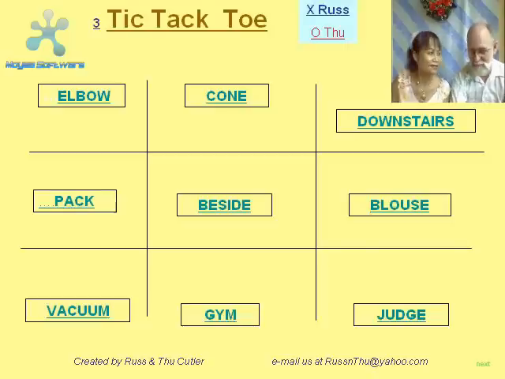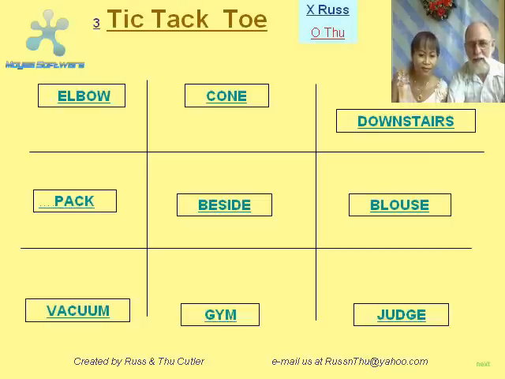Next word. I know it, I just can't click it. You'll see it when it goes. Next word is blouse. What is a blouse? Blouse is a shirt only for women. Yes.